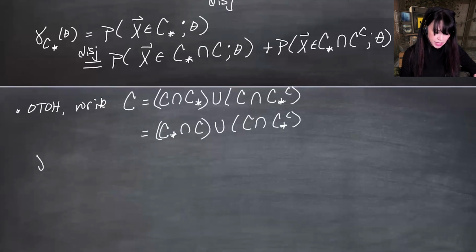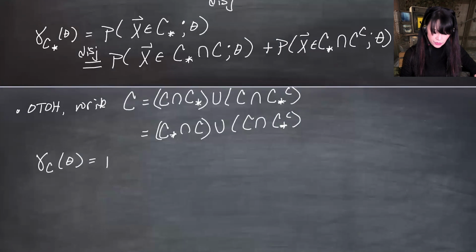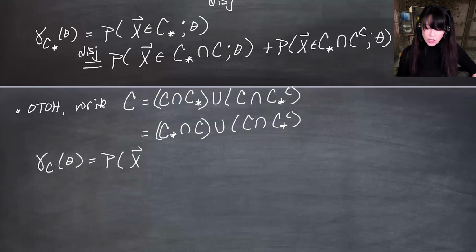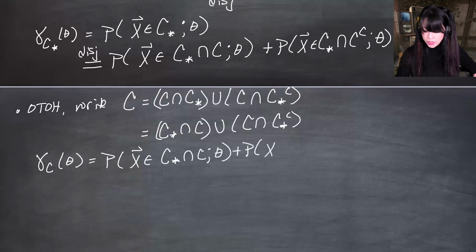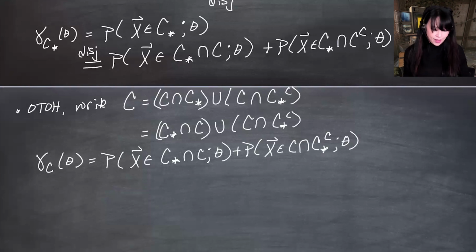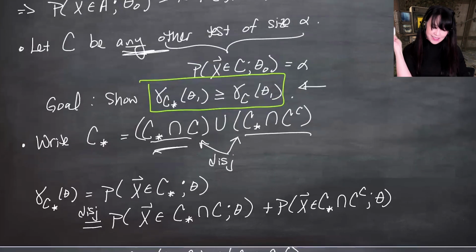But the power function for the C set is now, and these are disjoint sets. So this is the probability that X is in C when the parameter is theta. And this can be broken up into the probability that X is in C star intersects C when the parameter is theta, plus the disjoint event probability that X is in C intersected with C star complement when the parameter is theta. Okay. Again, look at the green box.